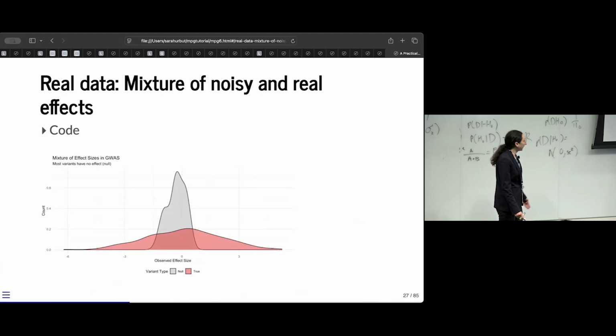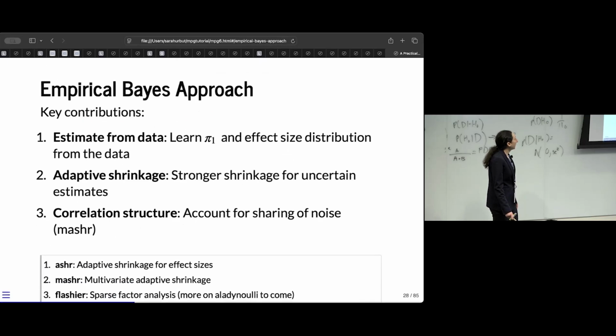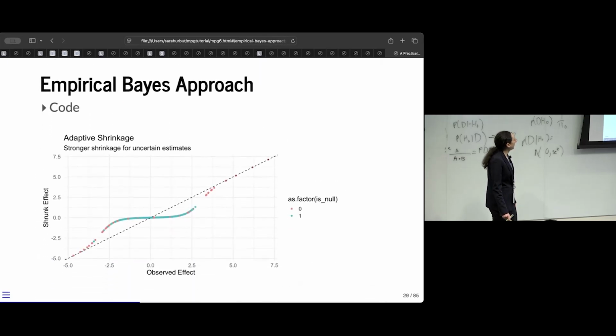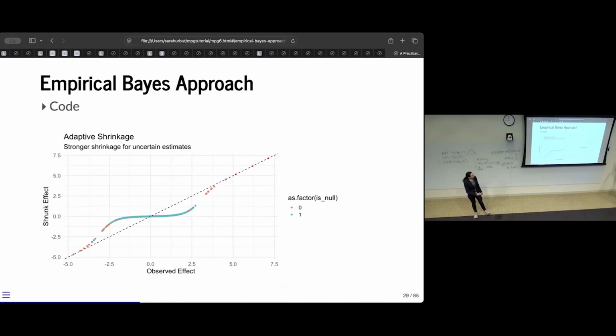Okay, so this is the population. What we observe are these effect sizes. We of course don't know which ones are null and which ones are true, but the goal is to try to estimate that. After you've done that, you can see that when you apply this technique, which is effectively shrinking effects with noisy, quite small standard errors towards zero, you get a plot like this.